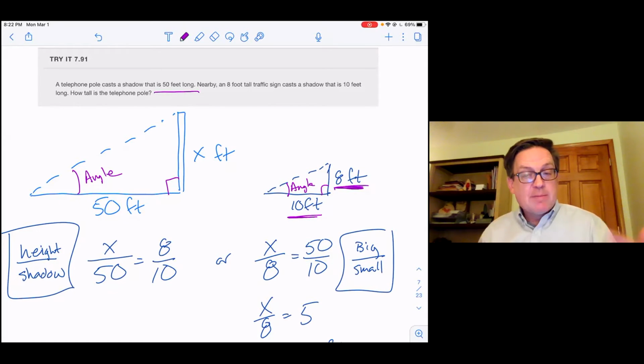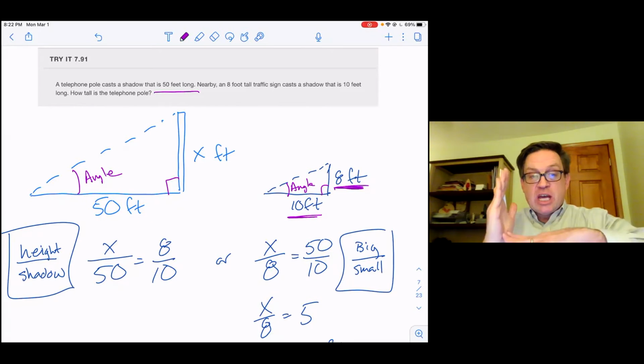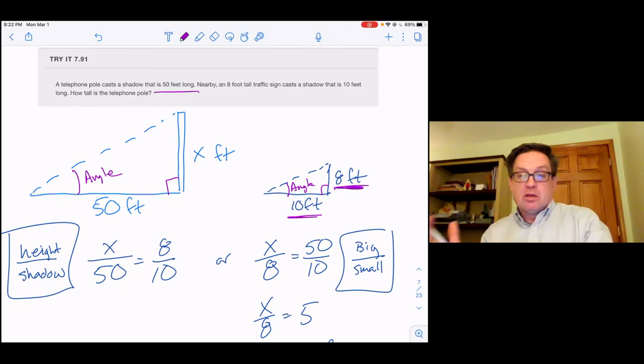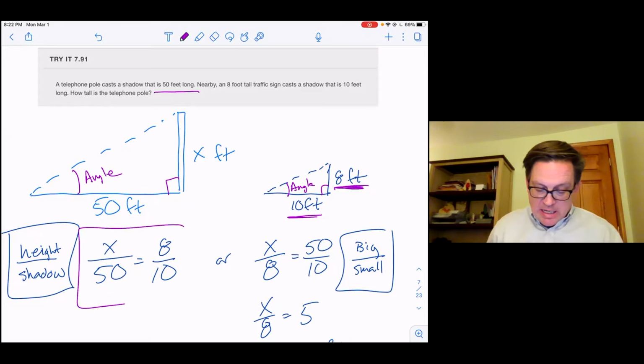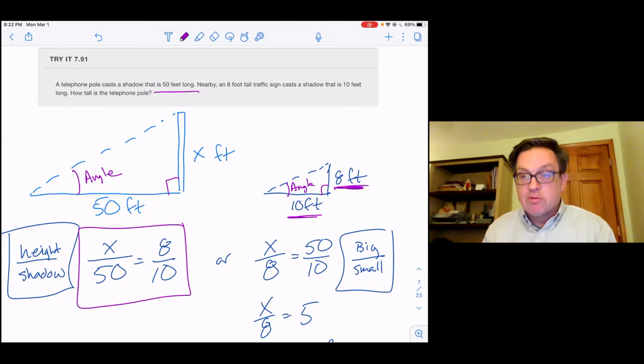So there's two ways to think about that proportion. Like I've said, you can think about the height over the shadow for the pole and the sign. That's the height over the shadow: x feet over 50 feet for the telephone pole, and 8 feet over 10 feet for the sign. So we have that relationship.